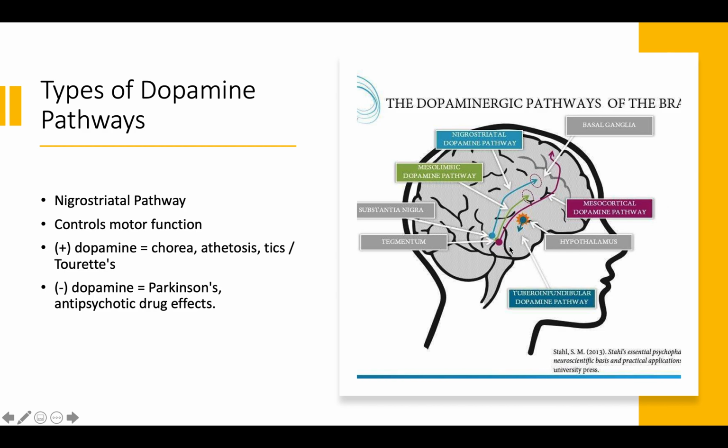Since today I'll be talking about the dopamine that relates to movement, we'll be looking at the nigrostriatal pathway, meaning it'll control motor function. If there's a positive influx of dopamine, that could result in chorea, athetosis, and syndromes such as Tourette's and tics. If there's a negative efflux of dopamine, that could result in Parkinson's disease or a dose of antipsychotic drug effects, such as cocaine, where everything is slowed down.